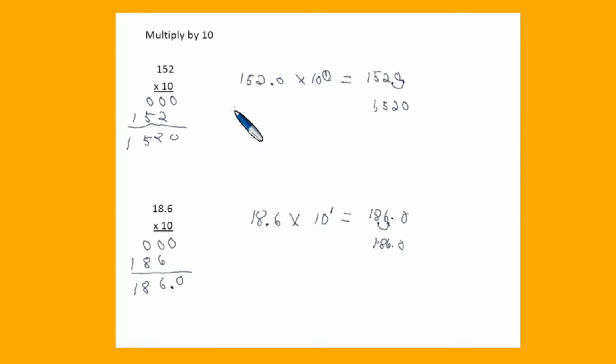That gives us 1,520. So whenever we multiply by 10, the only thing that is occurring is that we're moving the decimal place one place to the right.